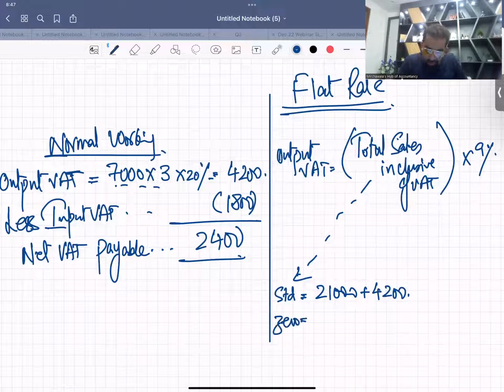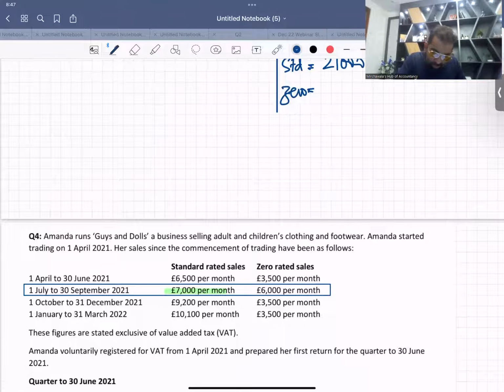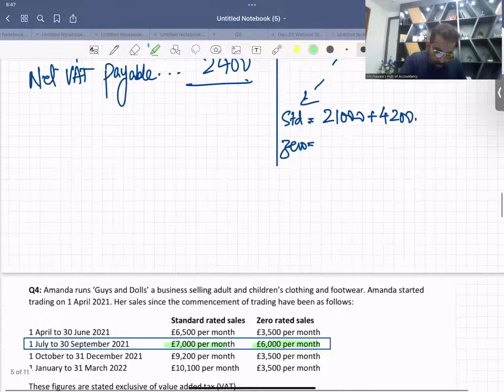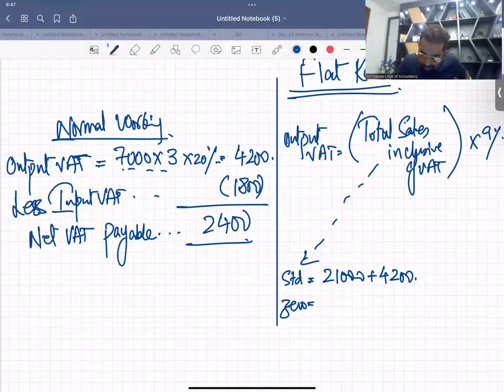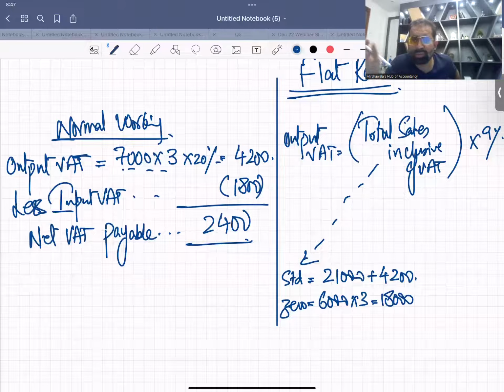Second is zero rated. Zero rated goods were 6,000 per month. So 6,000 per month multiplied by 3 is 18,000. Now as a student you may ask, sir, please make zero rated goods inclusive. No, there is no VAT on zero rated.